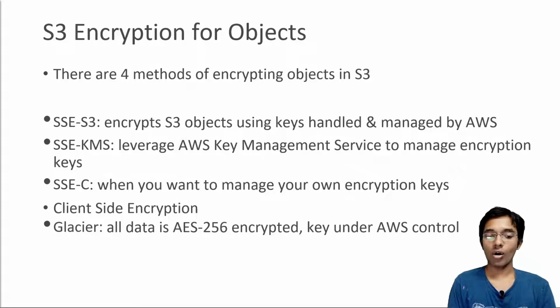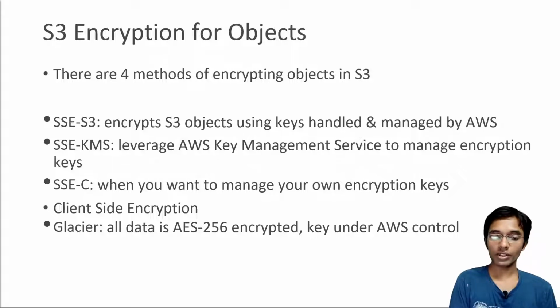Finally, in Glacier, all the data is by default AES-256 encrypted, which is the same kind of encryption as SSE-S3, and the key is under AWS control. So this is something you should already know, it's a good refresher. SSE-S3 is AES-256, and Glacier is by default AES-256 encrypted, that is SSE-S3.